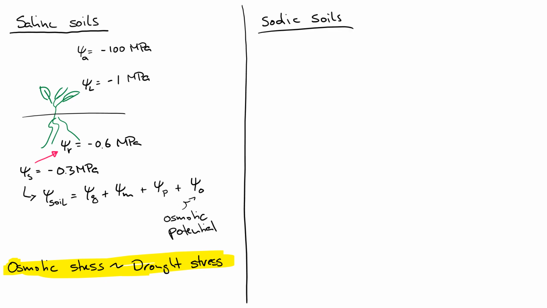Sodic soils, in contrast to saline soils, are not caused by an overabundance of total salts, but rather by a salt imbalance in which sodium is the dominant cation rather than calcium, which tends to dominate most soils. So then in these sodic soils, we have either sodium bicarbonate or sodium carbonate present, which will form sodium hydroxide and gaseous CO2, which will escape into the atmosphere.